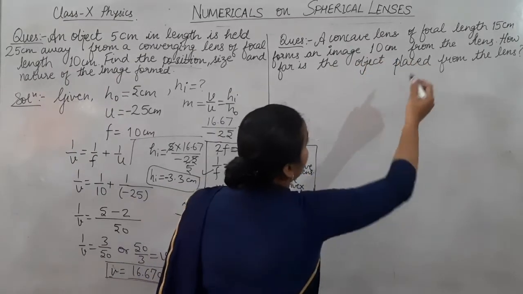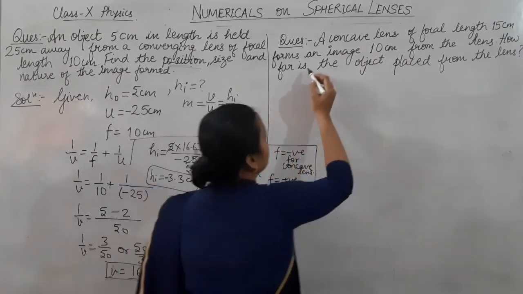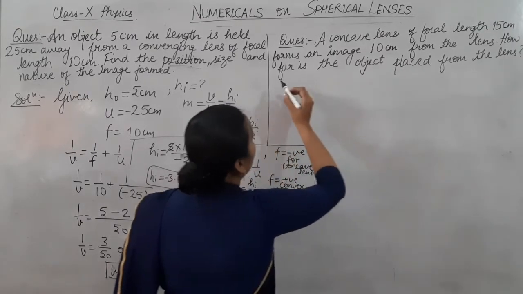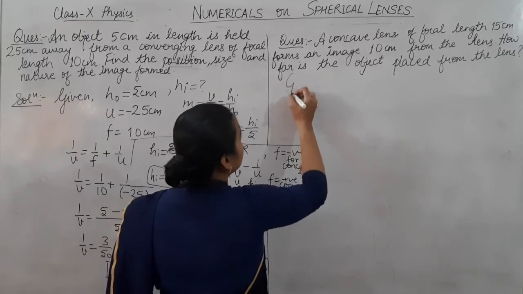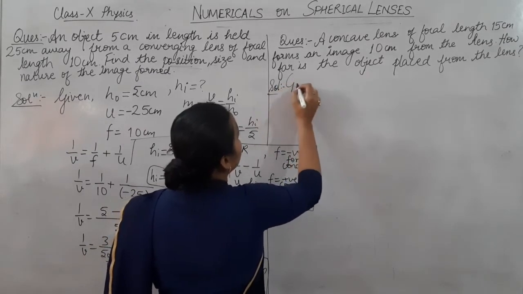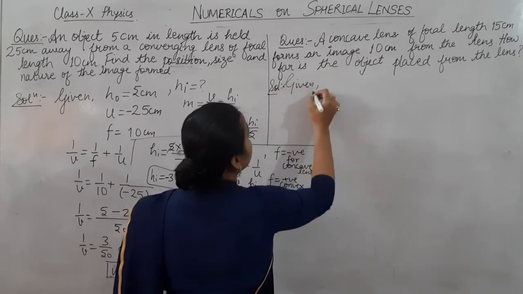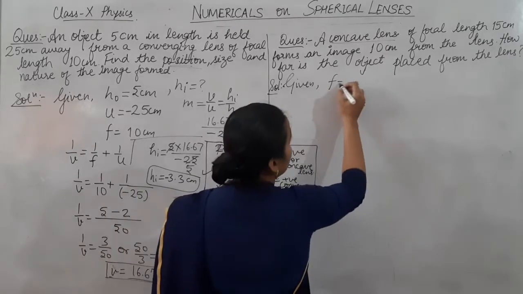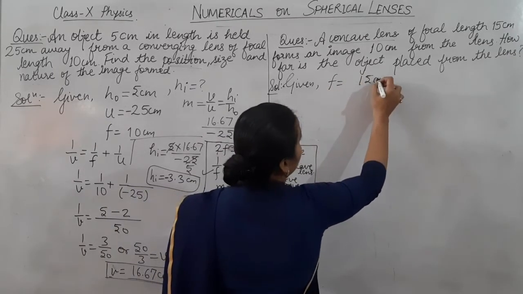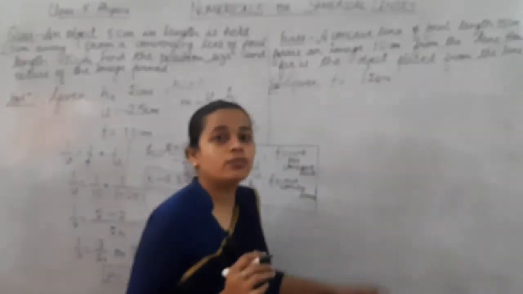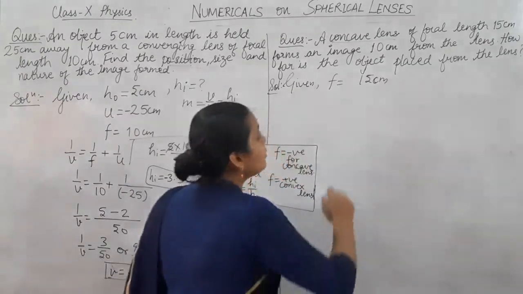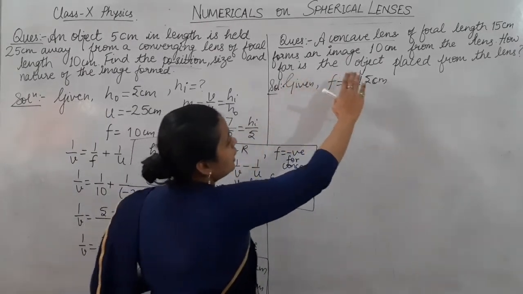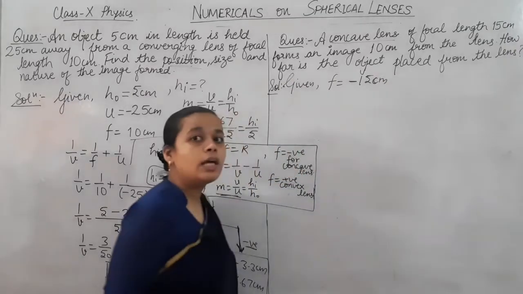A concave lens of focal length 25 centimeter forms an image 10 centimeter from the lens. How far is the object? Here, what is given? You have to write down what is given. It is a concave lens, means diverging lens, of focal length f equal to 15 centimeter. I hope you all remember that the focal length of a concave lens is always negative, so it will be negative by sign convention. Forms an image 10 centimeter from the lens.